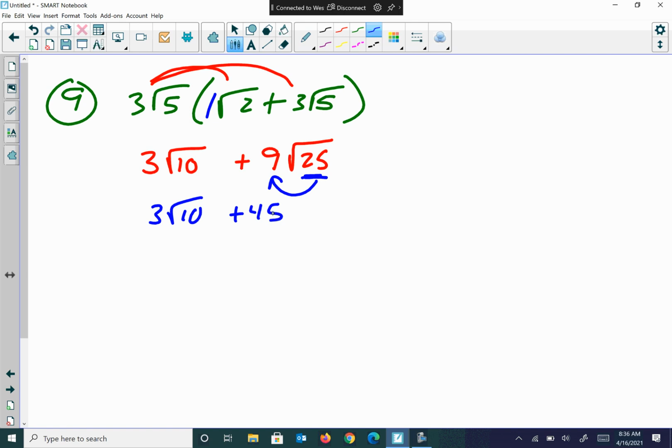That's it. That's all we're doing, right? Everyone feel comfortable about this? Oh, the square root of 25 is 5. Thank you so much. And then 5 times 9.